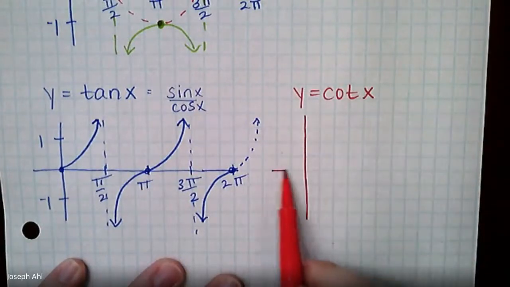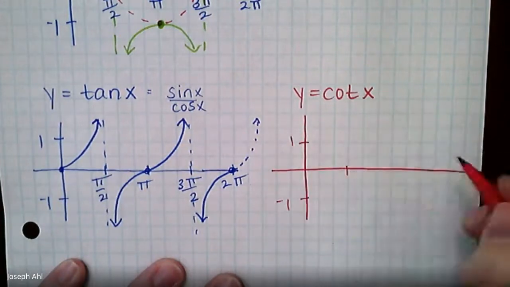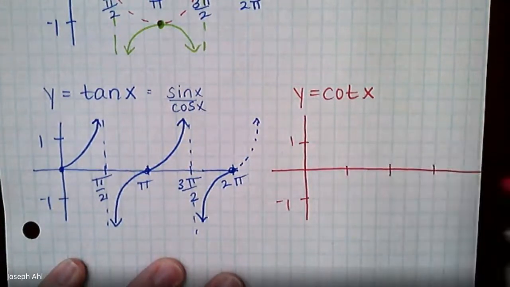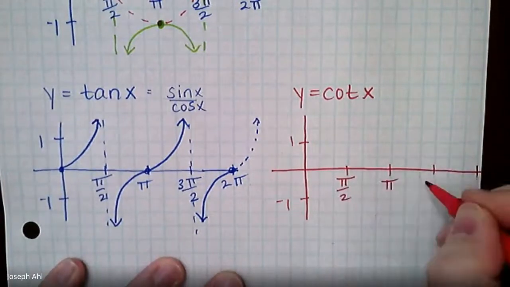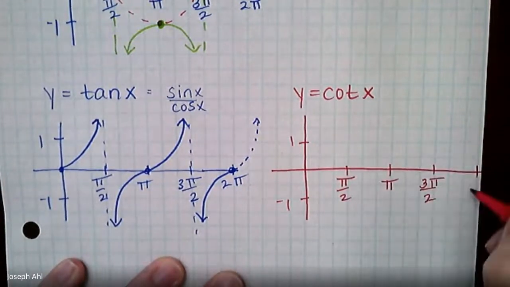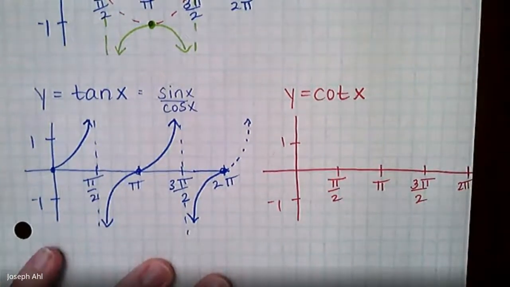Let's see if I can fit all this in here. All right, 1, -1. Did I give myself enough space? Pi, just barely, but we can do it. All right, so if I make every 3 spaces another pi over 2, that's going to just about fit.